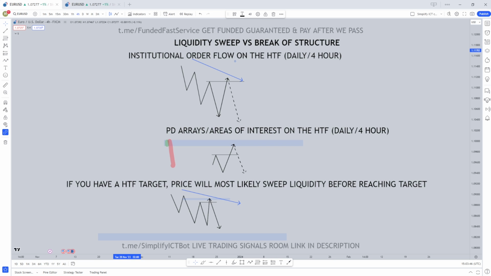And remember to keep it simple and make sure you understand the overall narrative on the higher time frame before you take a lower time frame setup.